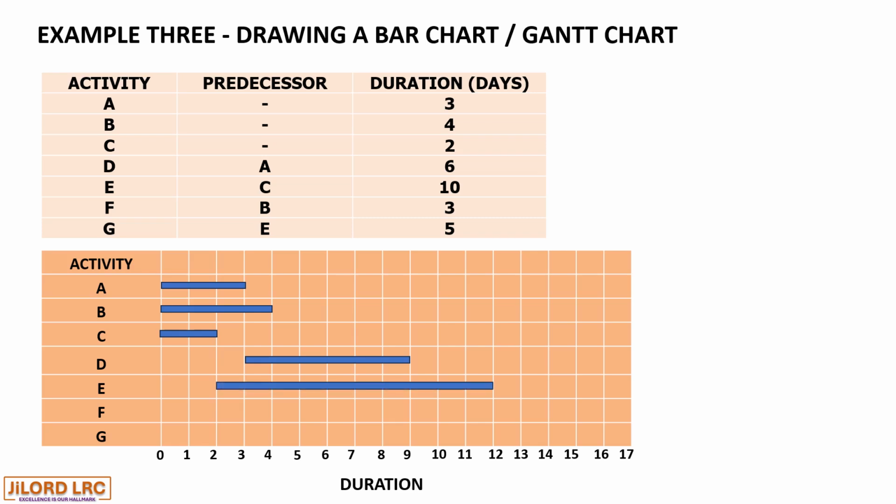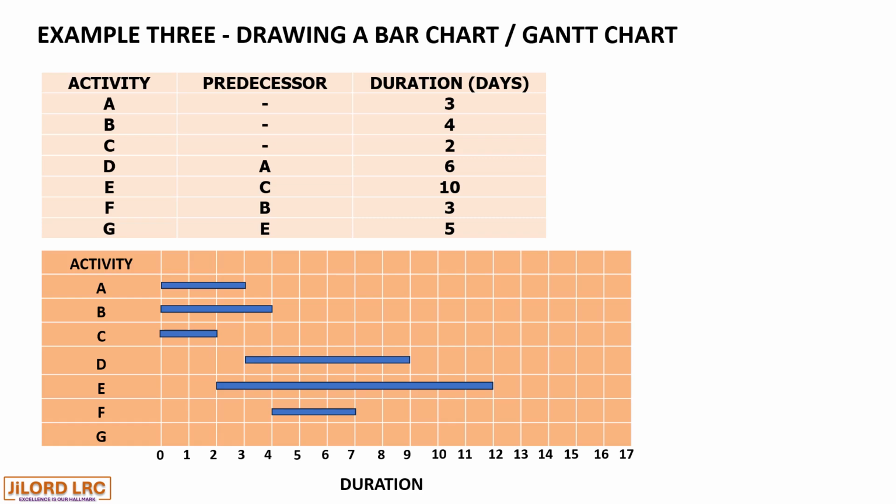Activity F commences when activity B ends. Activity B ends on day 4, and therefore activity F commences from day 4 with a duration of 3 days, making 7 days.